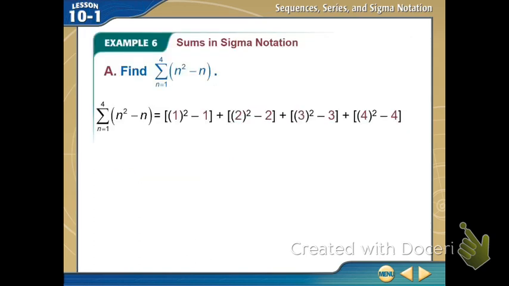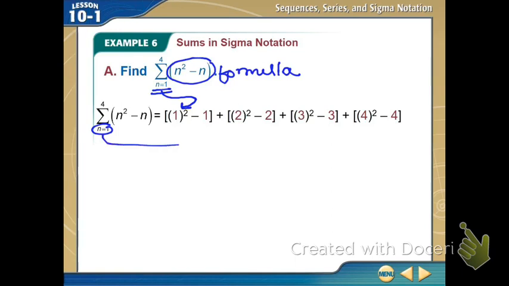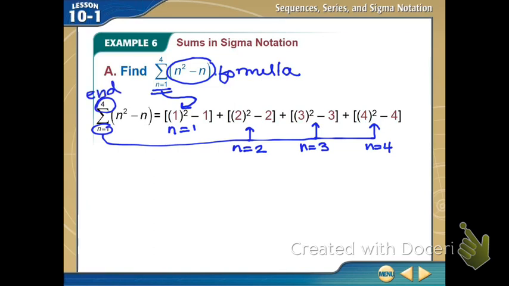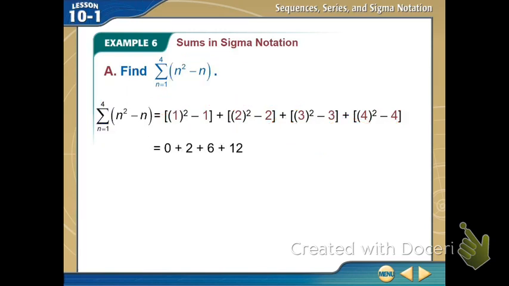So for instance, this is my formula. I'm going to be plugging stuff into that. The first thing I'm going to plug in is 1. So notice I plugged in a 1. Then that 1 is going to get bigger. So now I'm going to plug in n equals 2. Now I'm going to plug in n equals 3. Now n equals 4. And then I'm going to stop because that's the end of the summation index. Stop at 4. And because I have a giant sigma, after I find the value of all of these things, I'm going to add them together. In other words, take the sum. So I get 0 plus 2 plus 6 plus 12, and I get 20.